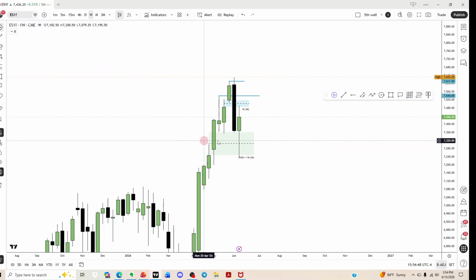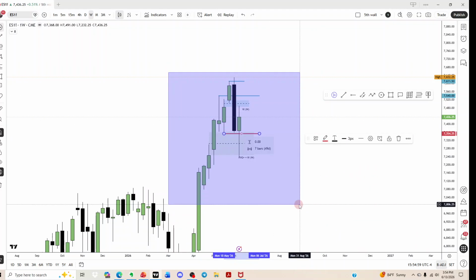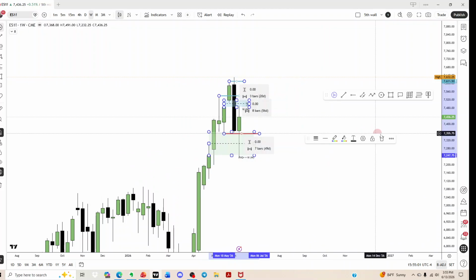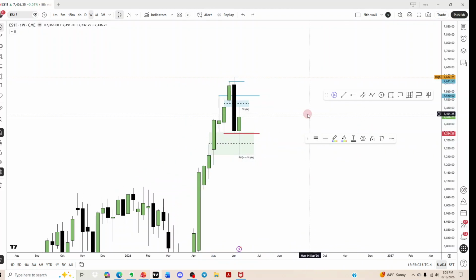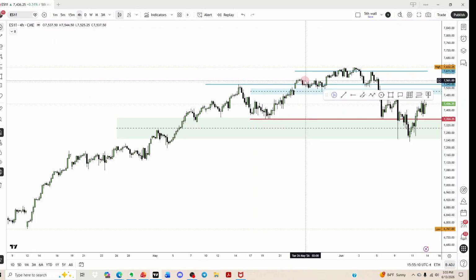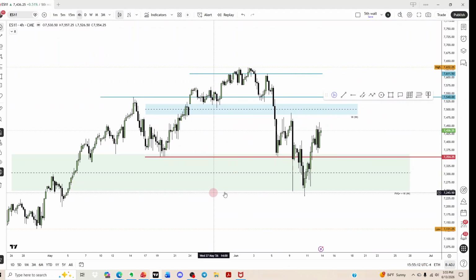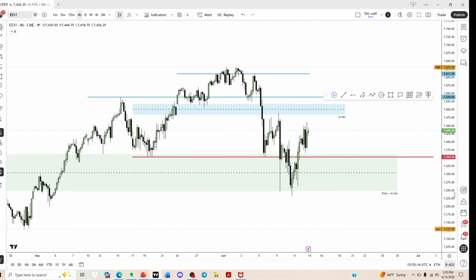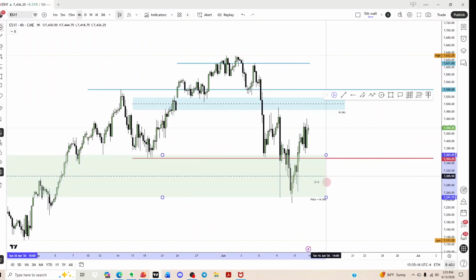That's unnecessary, but you can draw this low out as well, as that low was ran. All right, I'm going straight to the 4 hour because I don't need to go to the daily.